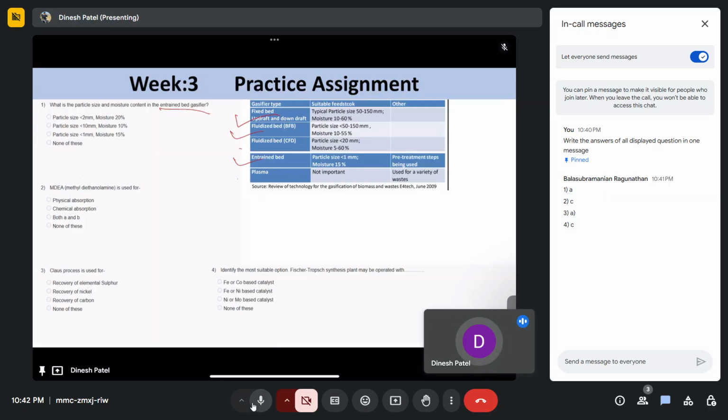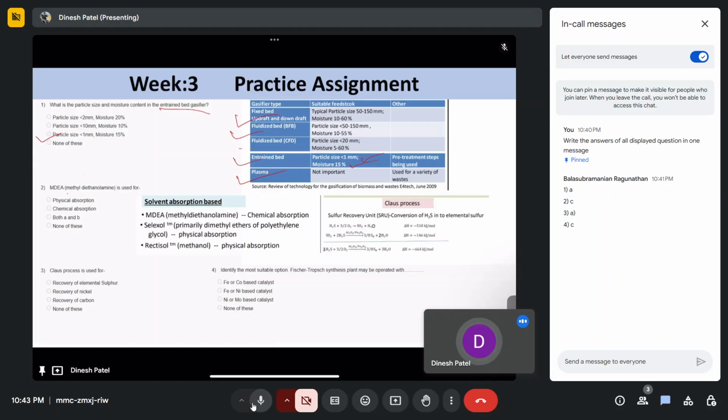So it's a particle size less than 1 mm and moisture content of 15%. So the correct answer is C. You have mentioned A. This is wrong. Another question was: MDEA, that is methyl diethylamine, is used for. This is used in solvent absorption, basically to clean the syngas. So this is MDEA. It is used as a chemical absorbent. So the correct answer is B. This is a chemical which is used as a chemical absorbent, not as a physical absorbent.